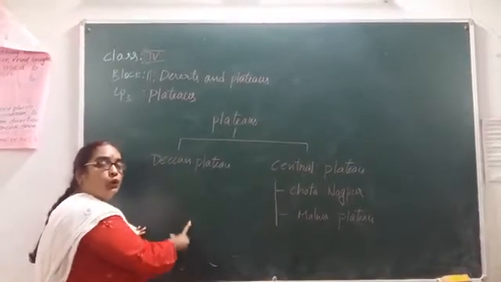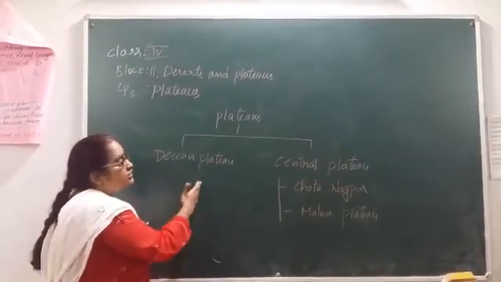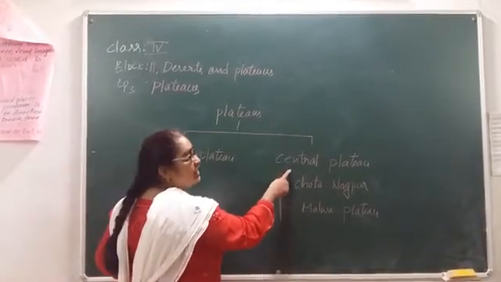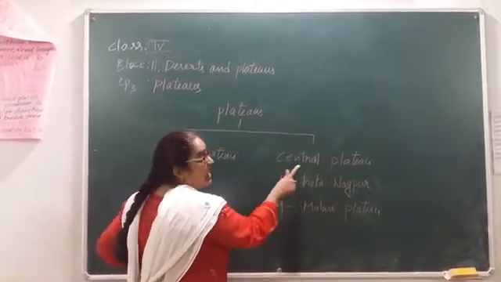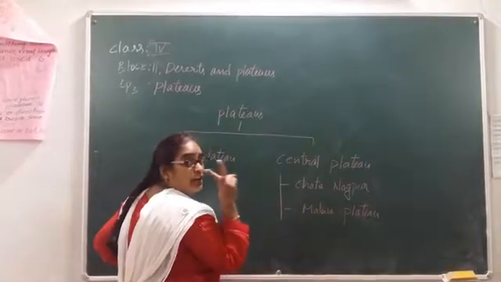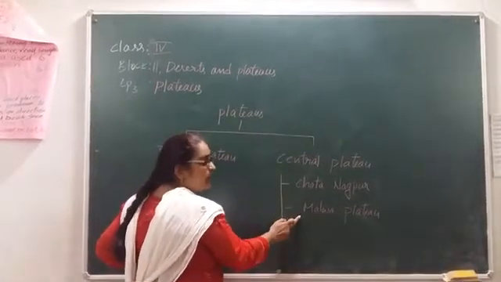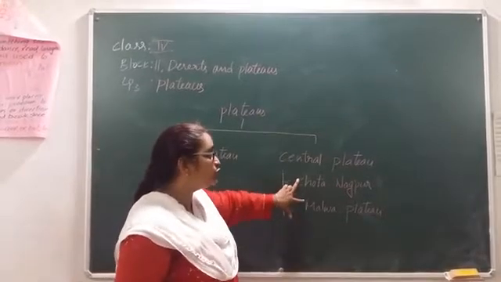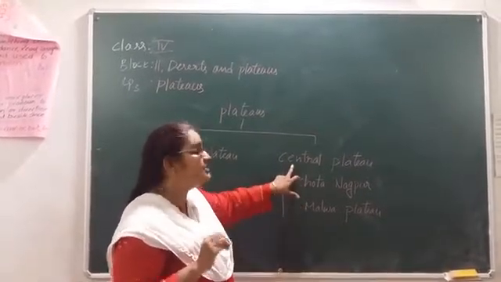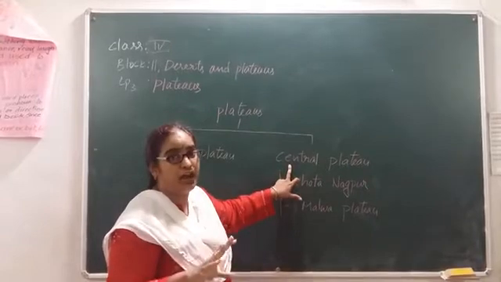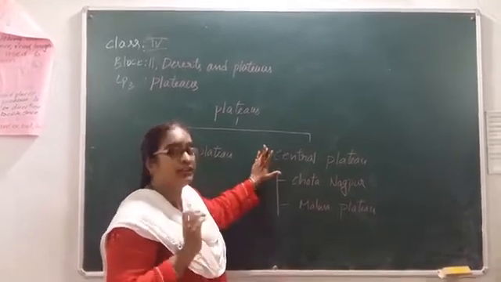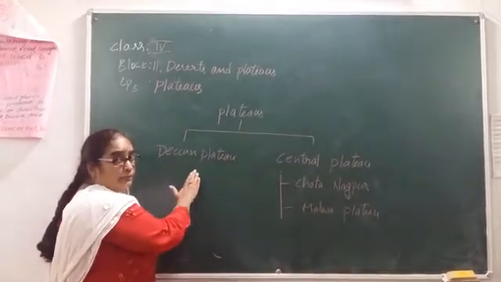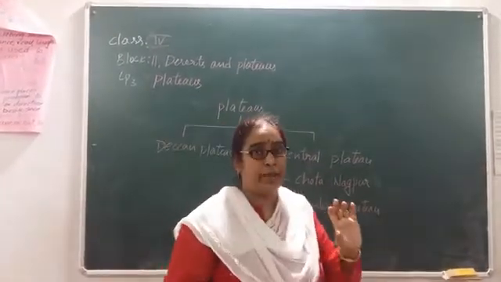Deccan Plateau is a huge plateau which is spread over the southern side of India, and Central Plateau is in the central part of India. Central Plateau is also divided into two parts: Chota Nagpur and Malwa Plateau. These two plateaus are known as the Central Plateaus of India. First I am going to explain the Central Plateau in the map. After that I am going to explain the Deccan Plateau in the map. So let's move on to the map.